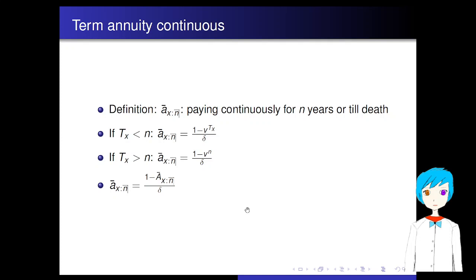Also, we have another formula, which is 1 minus the term insurance paying immediately after x, which is capital A-bar from x to n, over delta.